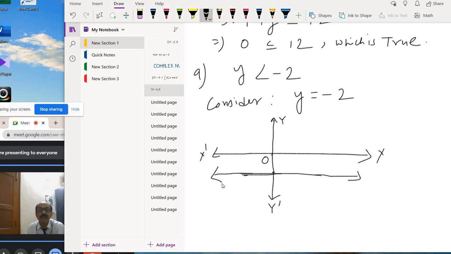Clear? Or you can find the points also and plot them. How to find the points of this equation? Y is -2 always and x can be any number. X can be 2, y -2; x 5, y -2. So this is the required line, y equal to -2. Okay, it is clear.